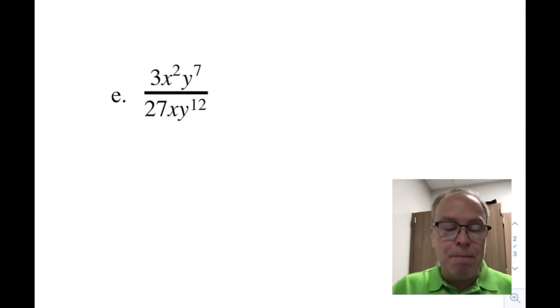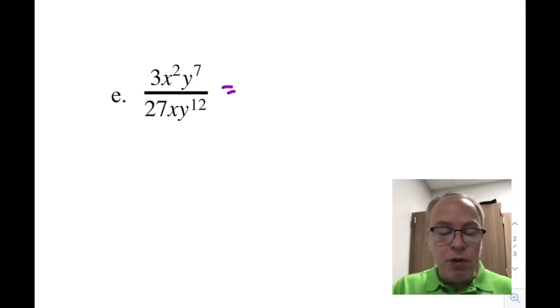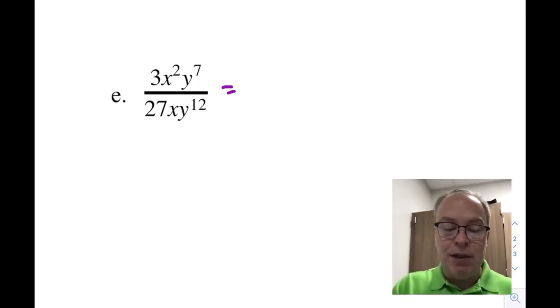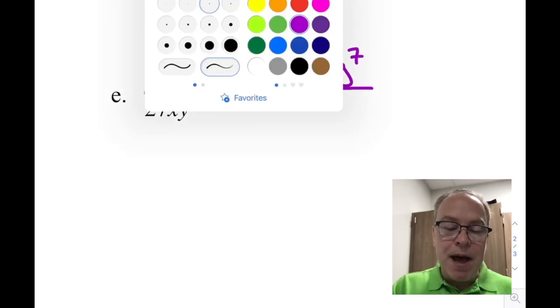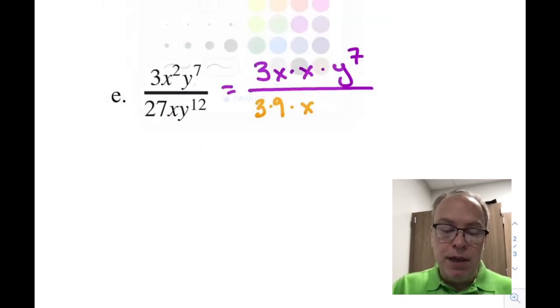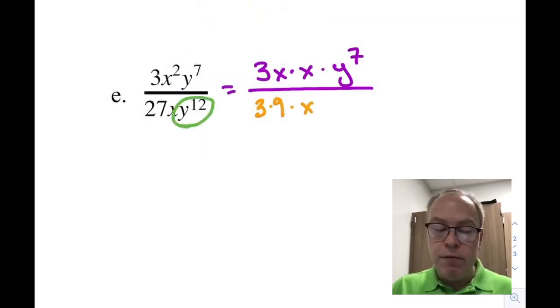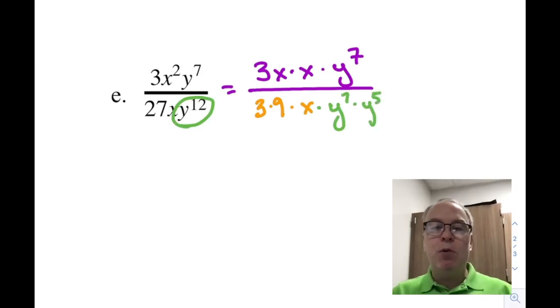Now this is called a monomial over a monomial, and we actually did these earlier in the year. Remember, you subtracted the exponents. You could also think about numbers canceling. So that's what I'm going to do here. I'm going to rewrite this like this. And then on the bottom, watch what I do. I'm trying to show you the canceling. The y to the 12th could be thought of as y to the 7th times y to the 5th, because remember, when you multiply powers, you add exponents. 7 plus 5 is 12.